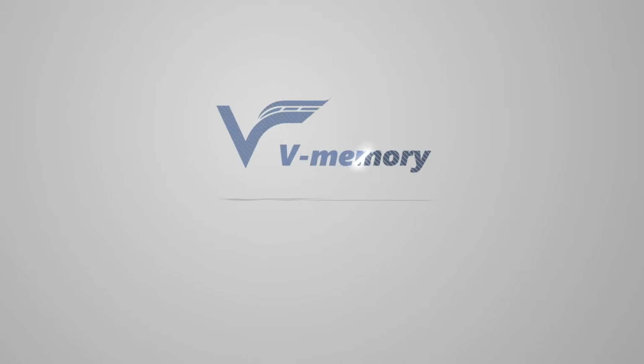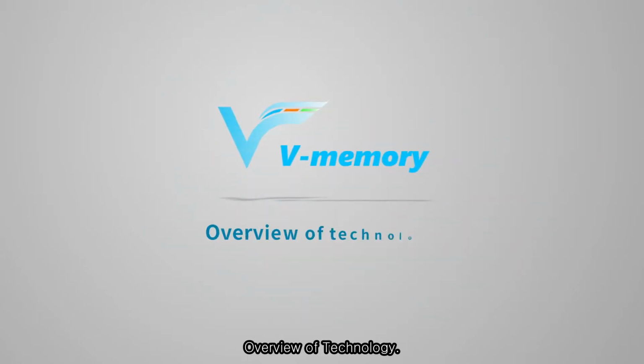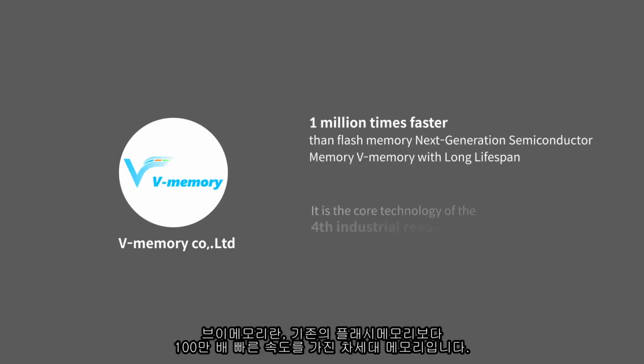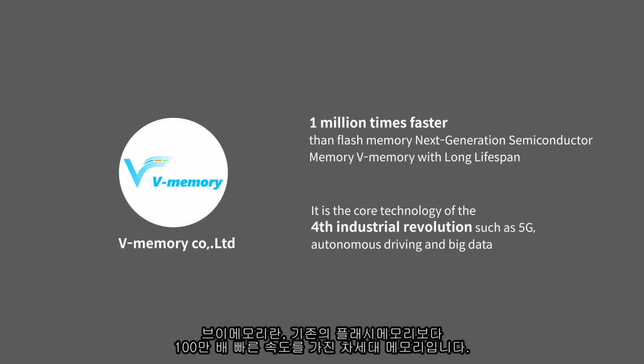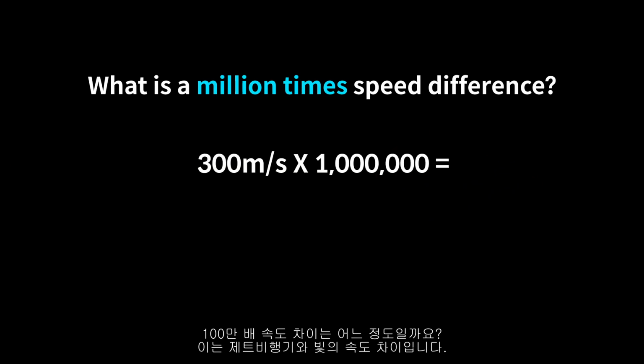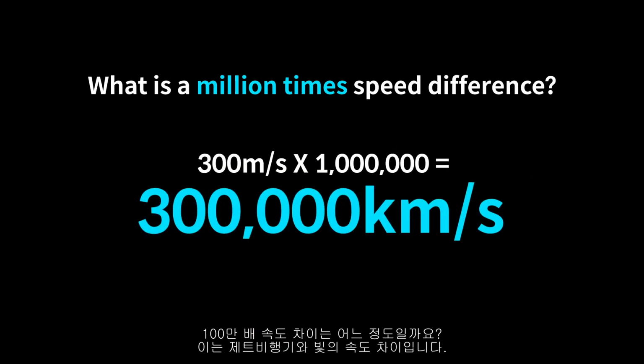V-memory. Overview of technology. V-memory is the next-generation memory with speed up to 1 million times faster than conventional flash memory. What is the difference in speed of 1 million times? This is the difference between the speed of a jet and the speed of light.